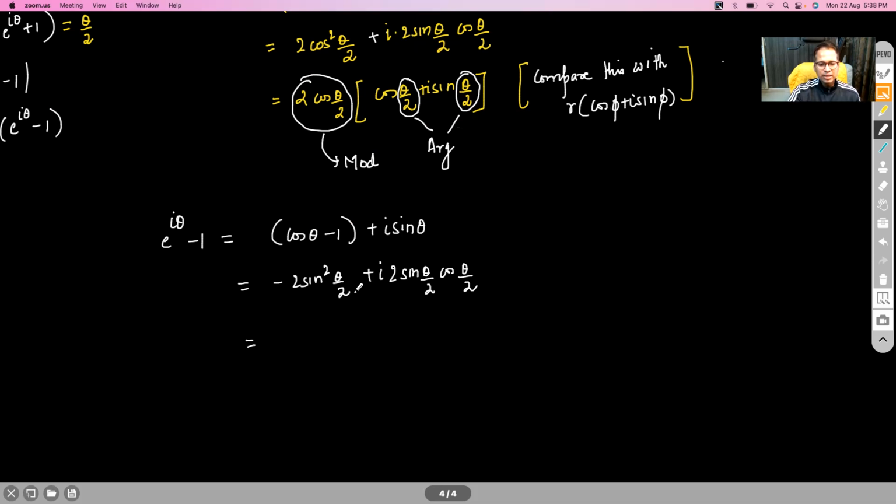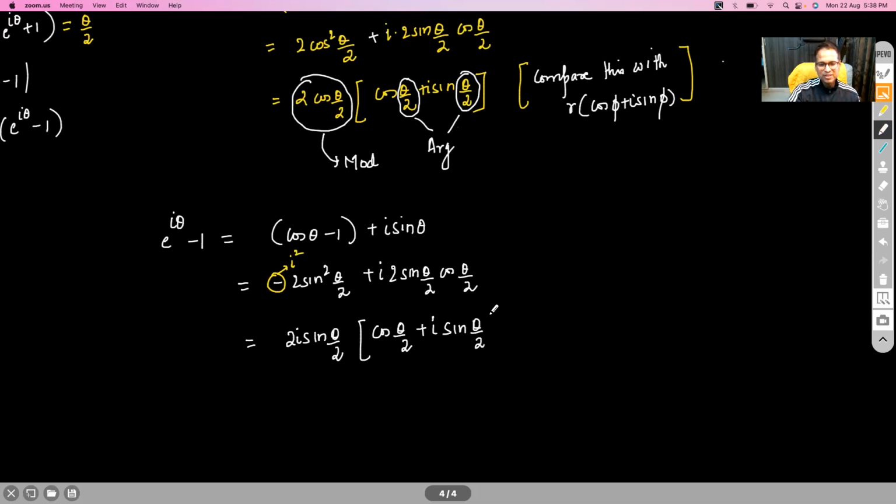Now, if I take 2 sine theta by 2 common along with an i, what do I get? I get cos theta by 2. Now, mind you, -1 is like i squared. This -1 that you see here can also be treated like i squared, isn't it? So when you take an i common from there, it becomes i sine theta by 2.